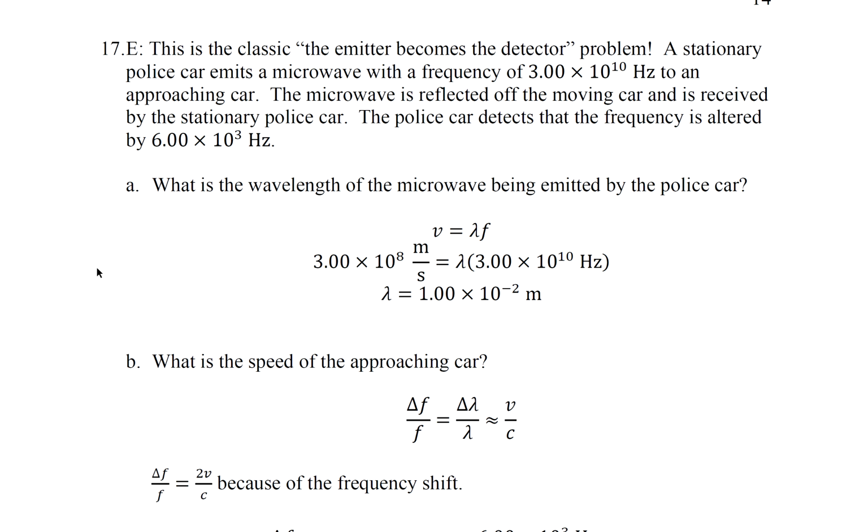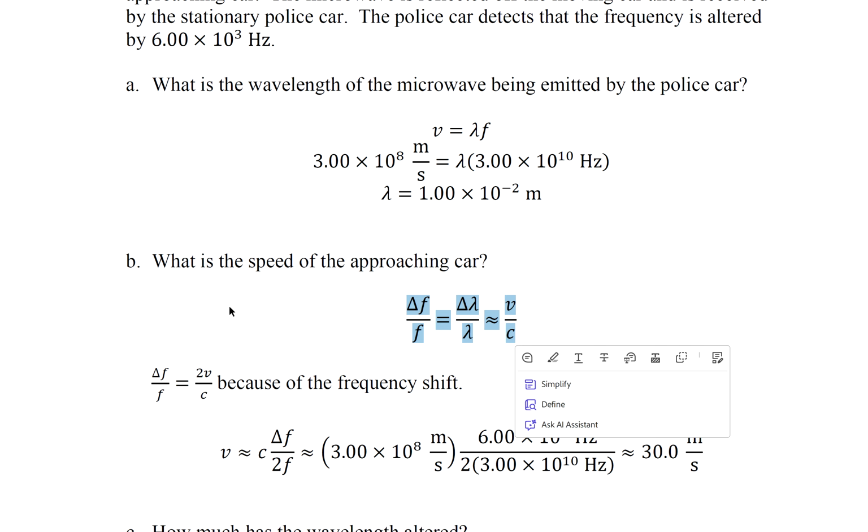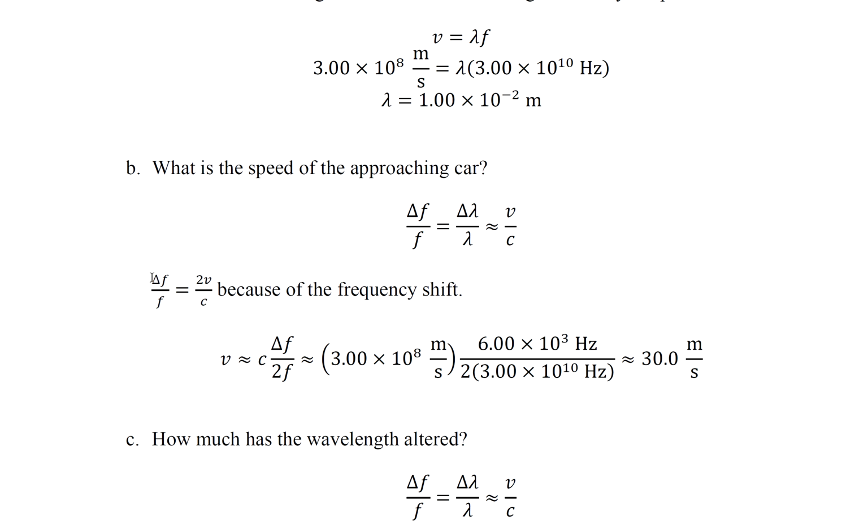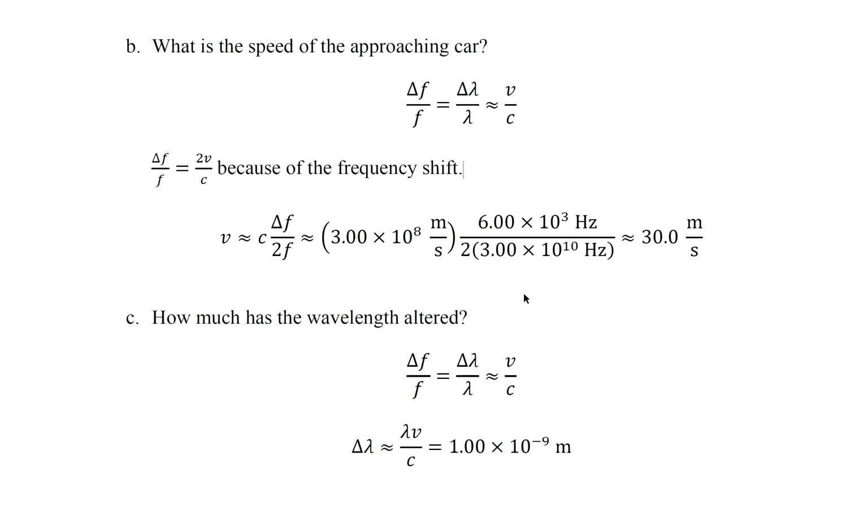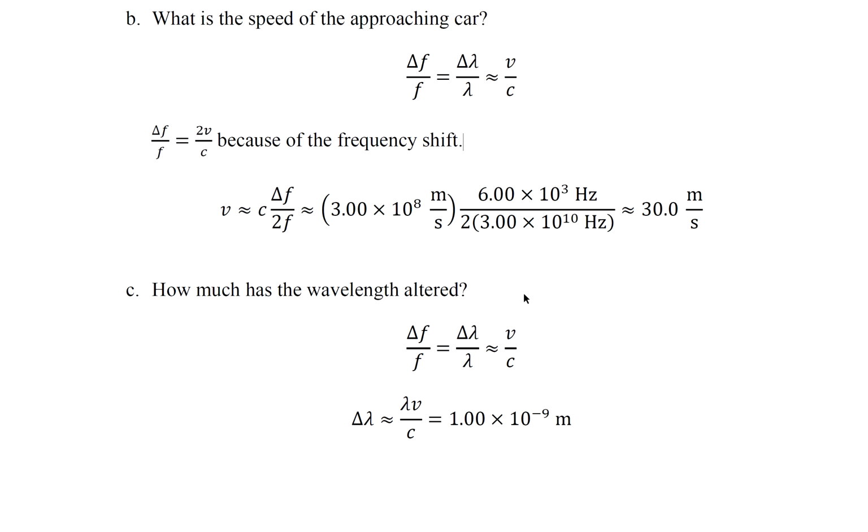Part A, what is the wavelength of the microwave being emitted by the police car? So just use v equals lambda f. We know this is the speed of light. Solve for lambda. Part B, what is the speed of the approaching car? So we're going to use this equation. And remember, this v becomes 2v because of the frequency shift. It bounces back. So we're going to solve for v. You get about 30 meters per second. How much has the wavelength altered? So delta lambda is lambda v over c.